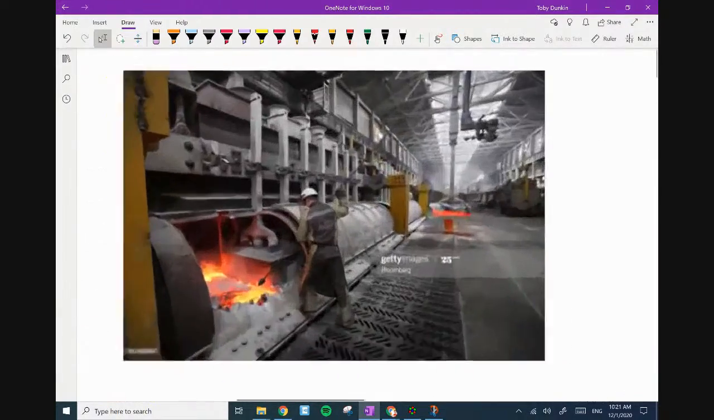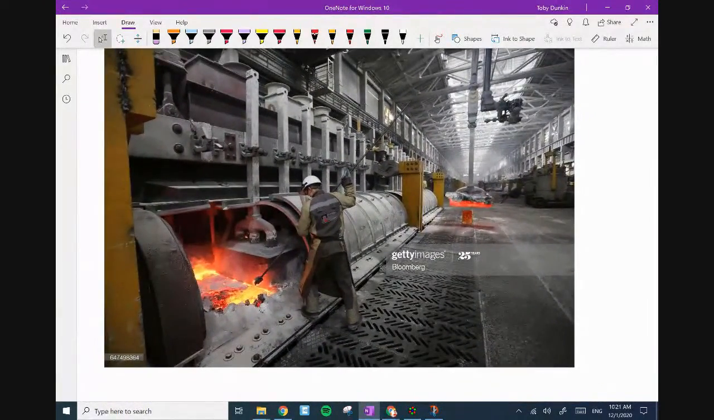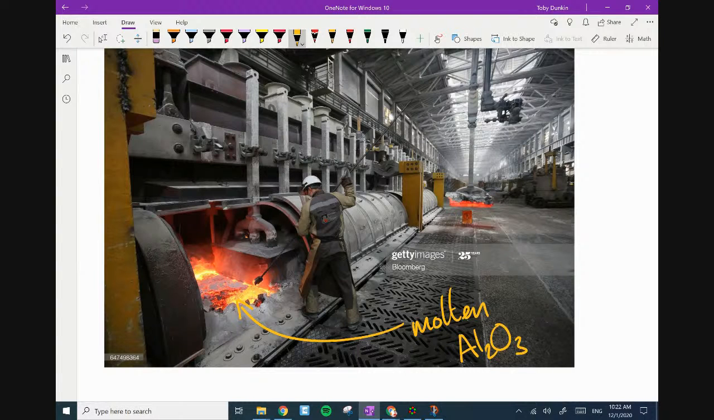I just thought I'd show you this cool picture. This is actually the aluminium oxide electrolysis plant. And I just want to show you that in this diagram. So here, that there is molten aluminium oxide, molten Al2O3. Look at it glowing red hot. And then this massive square object here, that there is the graphite electrode. Massive graphite electrode. It's kind of cool to see it.